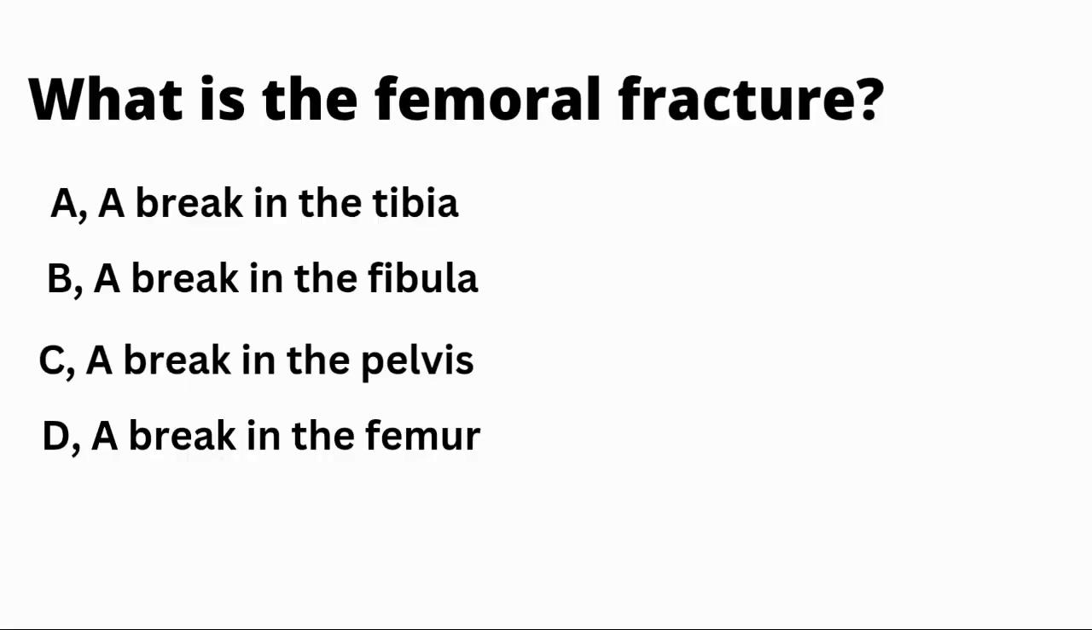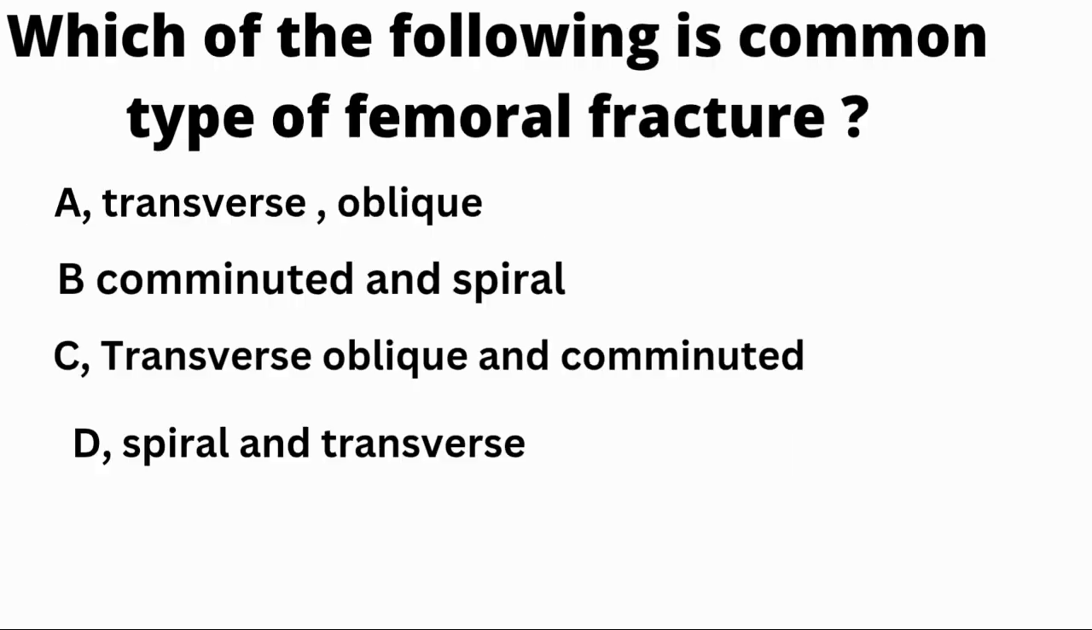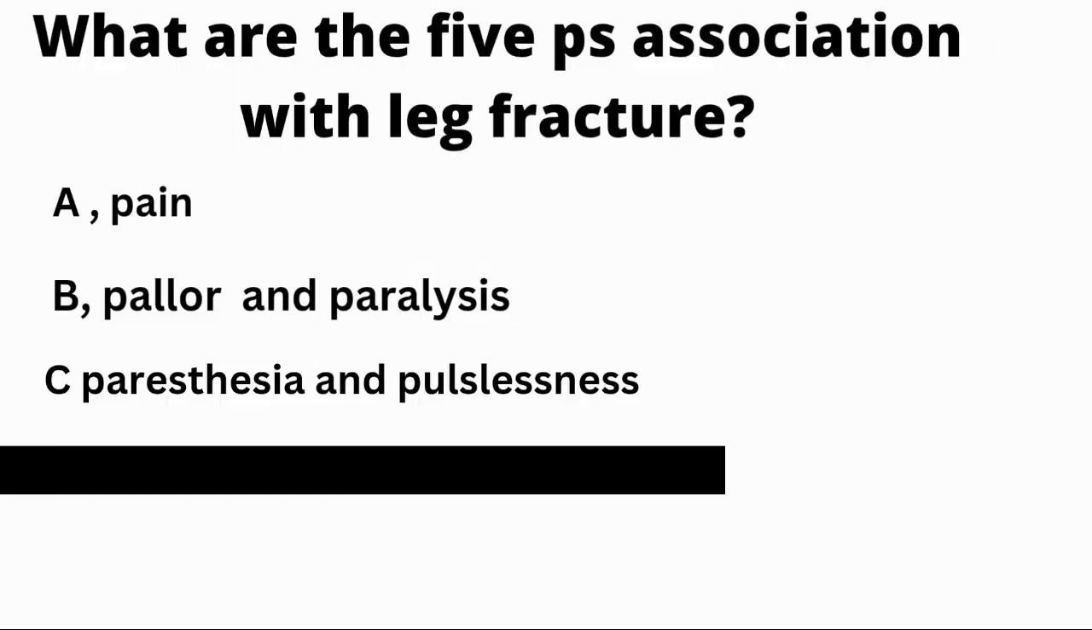Question number 1. What is the femoral fracture? So the right answer is option D, a break in the femur. Question number 2. Which of the following is a common type of femoral fracture? So the right answer is option C, a transverse, oblique and comminuted fracture.